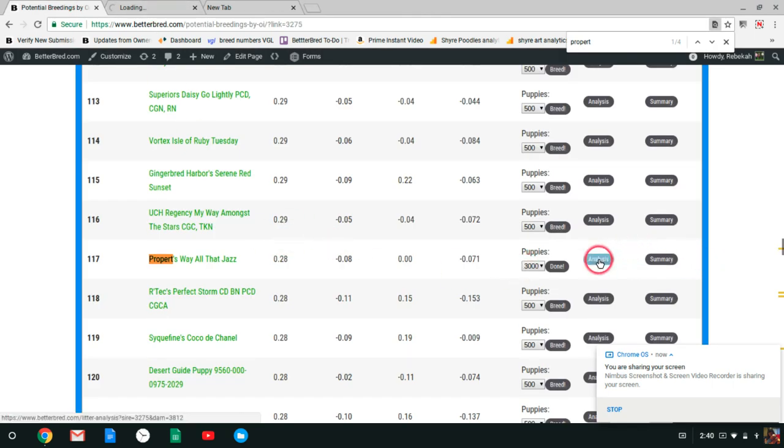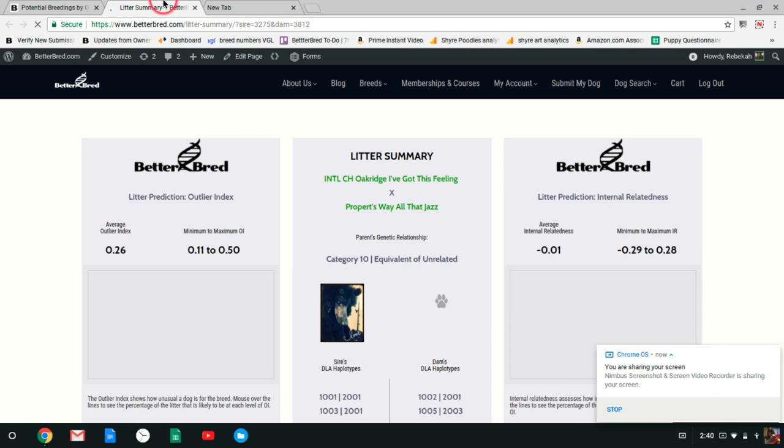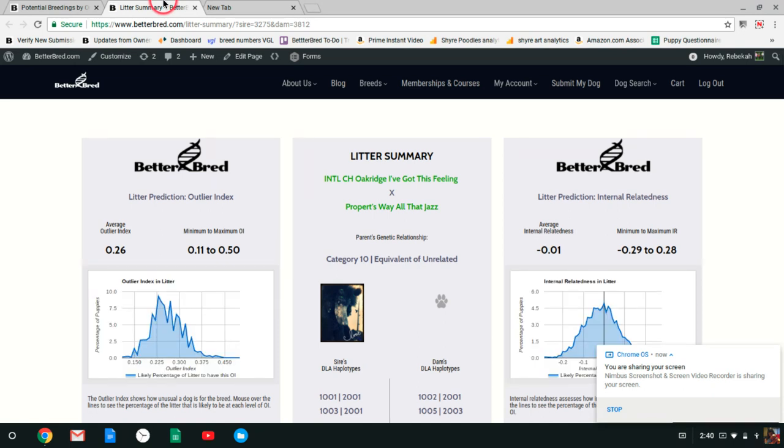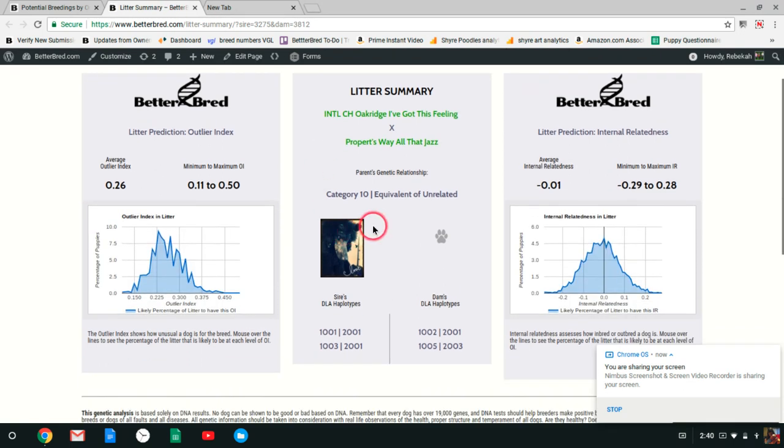You can also pull up litter analysis, which will give you a lot more detail than the summary does, but I always pull up the summary because it's pretty and fun to look at. So here you can see Cam's photo. I don't know why it wasn't showing up on this page for me. And then Jazz does not have a photo. So let's look at their outlier index first.